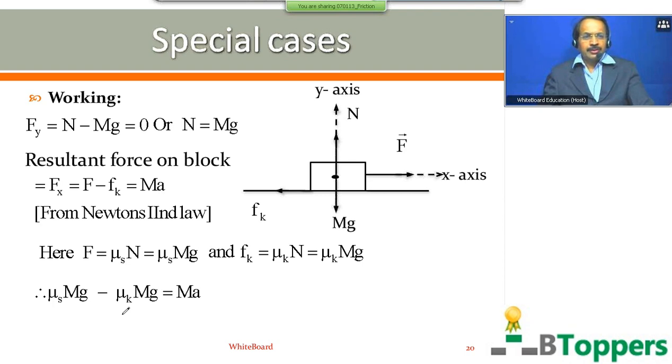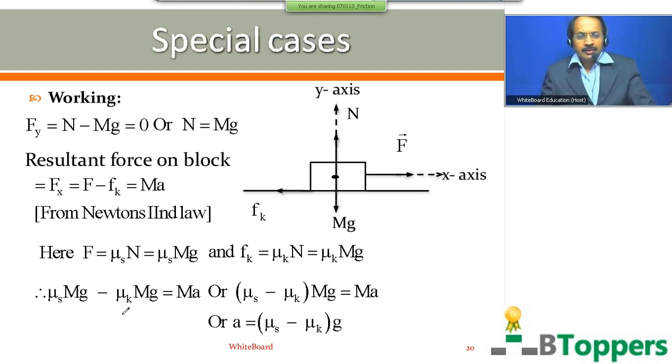Come on, those who are writing the notes, keep writing. If you divide the equation by m, you get (mu s minus mu k) into mg equal to ma, or you get a equal to (mu s minus mu k) into g. Come on, those who want to copy the notes, finish writing.